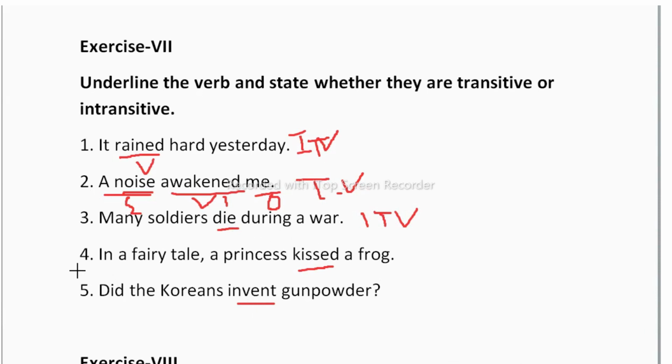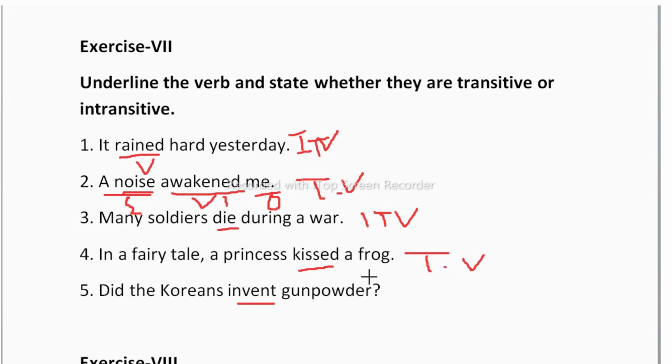Now let's see the fourth one. "In a fairy tale, a princess kissed a frog." So can we change this into passive? Yes, we can change it. "In a fairy tale, a frog was kissed by a princess." So that will be a transitive verb.